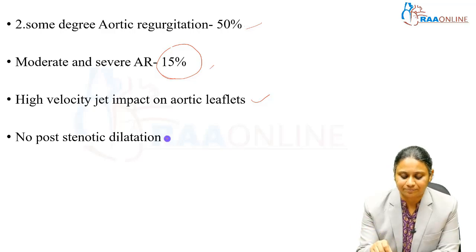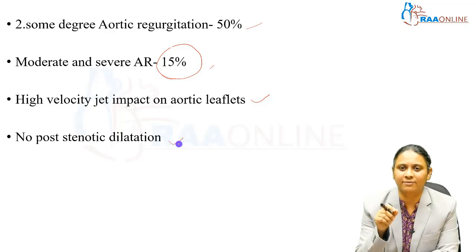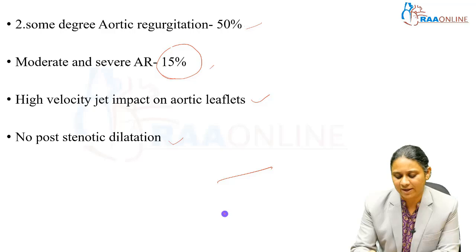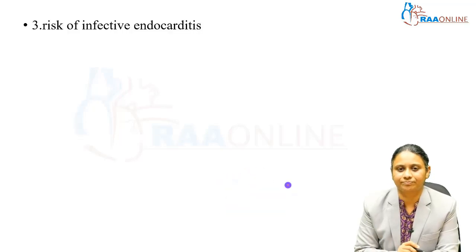But unlike bicuspid aortic valve related aortic regurgitation, there is no post-stenotic dilatation because there is no medial weakness. Unlike in bicuspid aortic valve, the tunica media is intact, so there is no post-stenotic dilation. There is also a risk of infective endocarditis because of the damaged cusp.